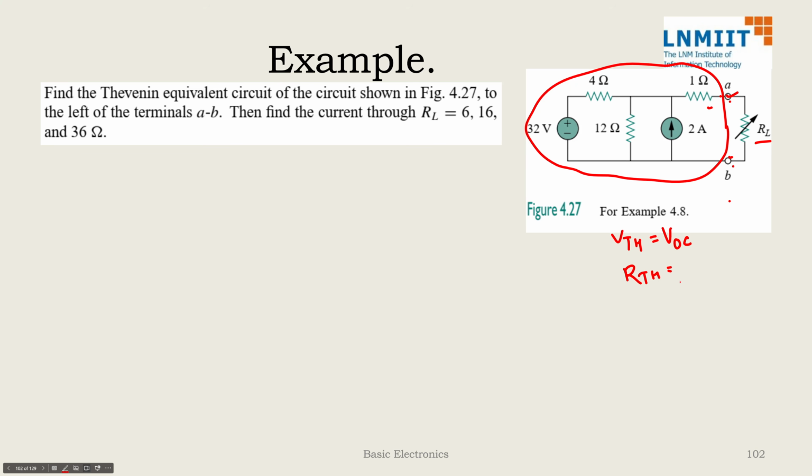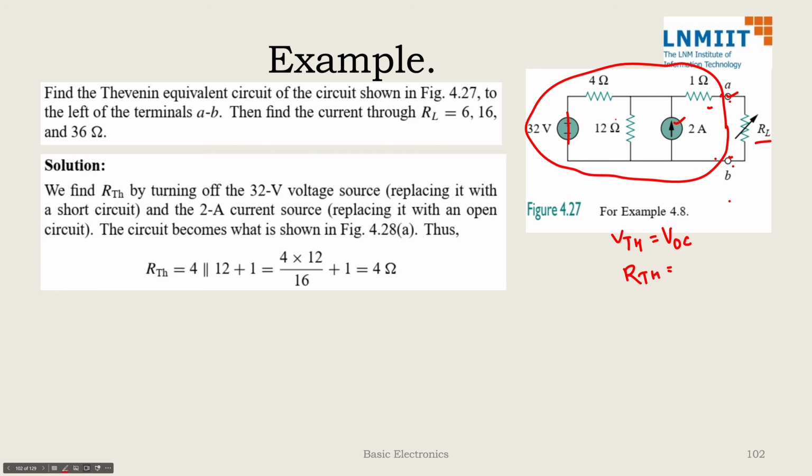To find RThevenin, disable all the independent sources between A and B. So that means this 2 ampere will be replaced with open circuit, this 32 volt will be replaced with a short circuit. And now we will be left with a resistive network. Find the equivalent resistance, and that is our RThevenin. So for example, in this we can see, if I have to find RThevenin, then 4 and 12 will be in parallel to each other, which will make it 3 ohm, and then this 3 ohm will be in series with 1, and that is why our RThevenin will be 4 ohm.